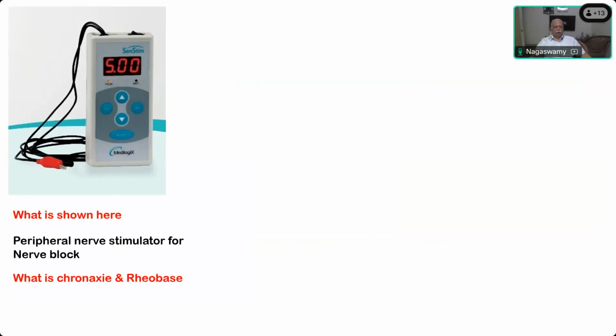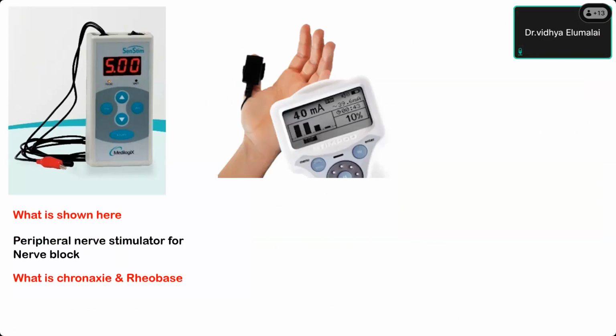What is chronaxie and what is rheobase? These are two terminologies used with nerve stimulators for nerve stimulation and nerve block. The current. Rheobase is the lowest amount of current that is required for stimulating the nerve. Chronaxie. Okay, right. You tell me in the next class. Read about it and tell me. I will not give the answer now.